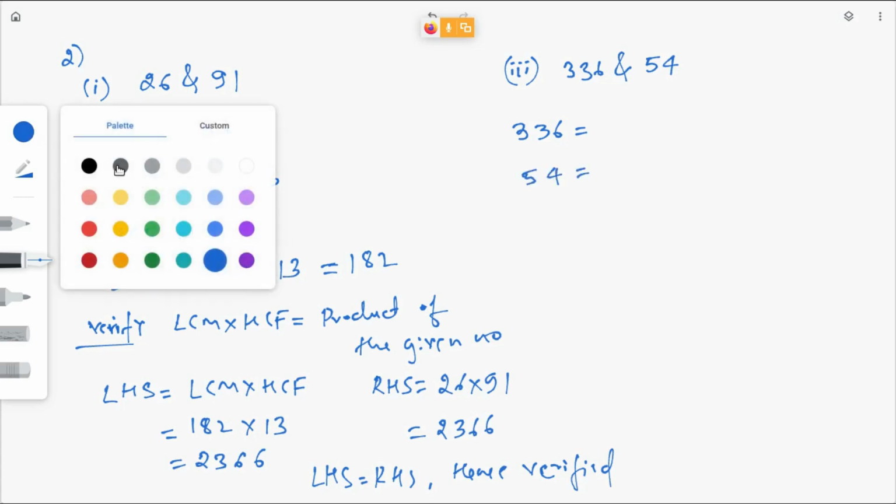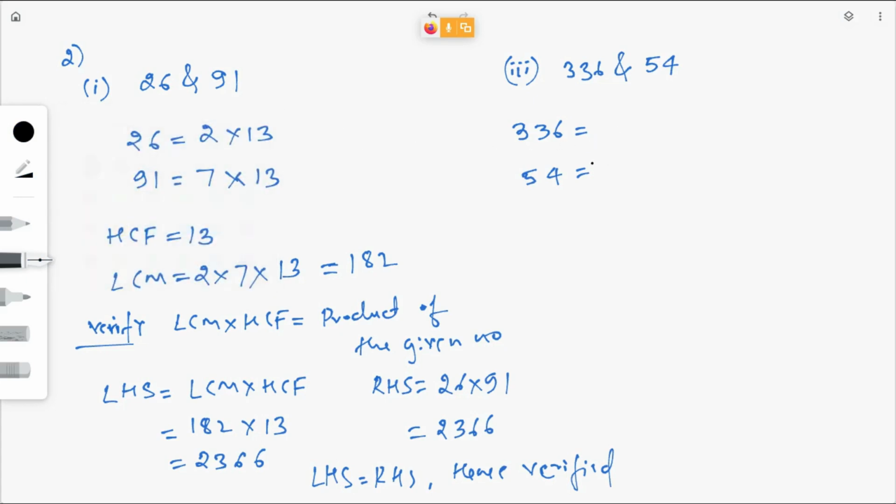336 factors: 2 raised to 4 into 3 into 7. If you do this factorization, you will get 2 raised to 4. Listen carefully. See here, on the screen. First listen here: 2 raised to 4, 3 raised to 1, and then 7 raised to 1. What about 54? 2 into 3 raised to 3, that is 2 raised to 1 into 3 raised to 3.